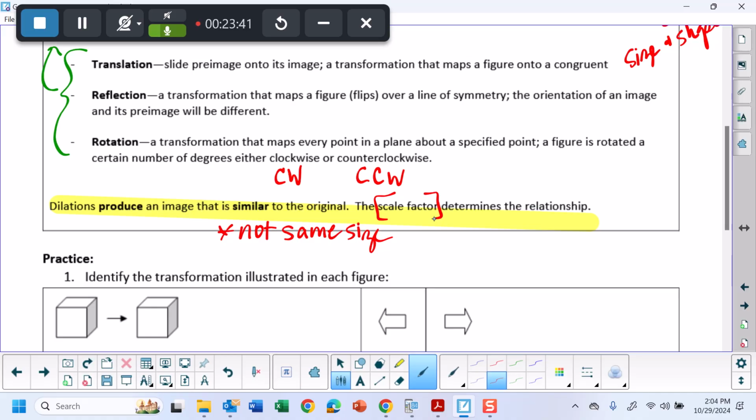Turn to your partner and identify each of the transformations included in the table. Turn and talk about it. Go.